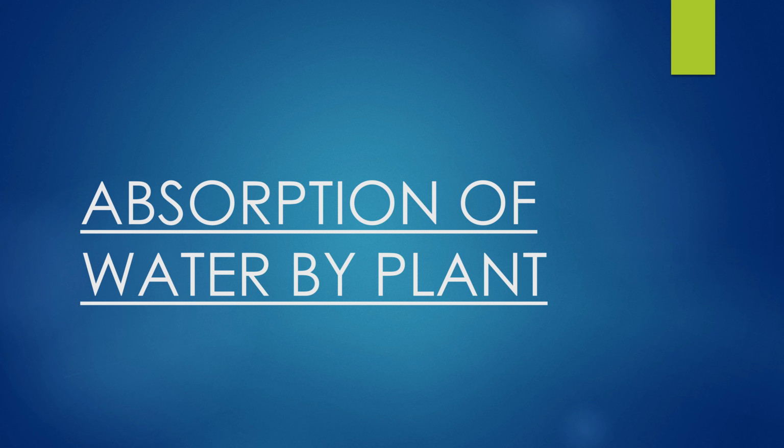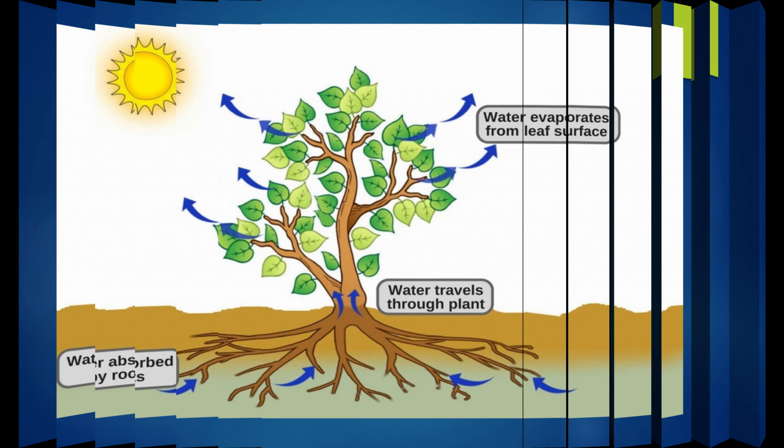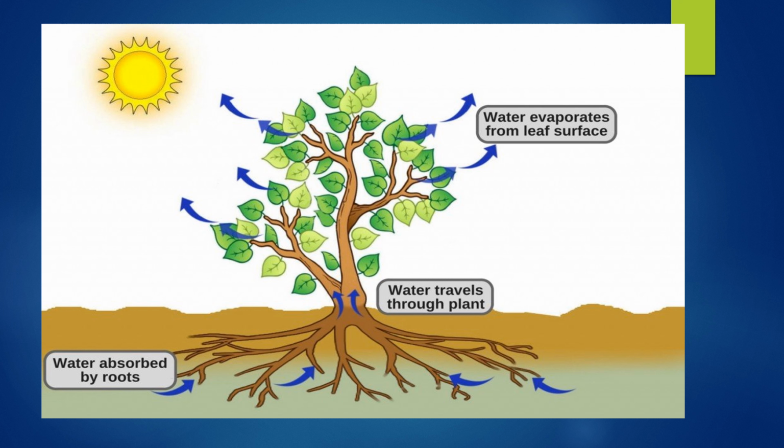Plants such as pine, coconut, neem, rose, grass have an elaborate transport system that carries water and minerals, and along with that it also carries food. Now as you can see in this diagram, water is absorbed by the root and then travels through the plant, and when the water reaches the leaves of the plant, it gets evaporated from the leaf.